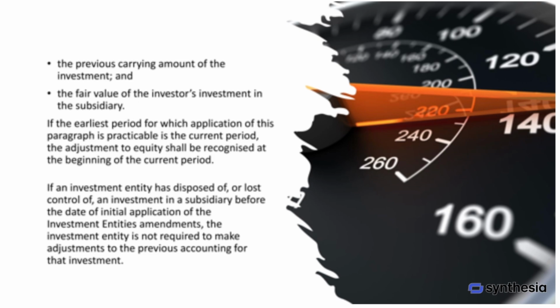The investor shall adjust equity at the beginning of the immediately preceding period for any difference between the previous carrying amount of the investment and the fair value of the investor's investment in the subsidiary. If the earliest period for which application of this paragraph is practicable is the current period, the adjustment to equity shall be recognized at the beginning of the current period.